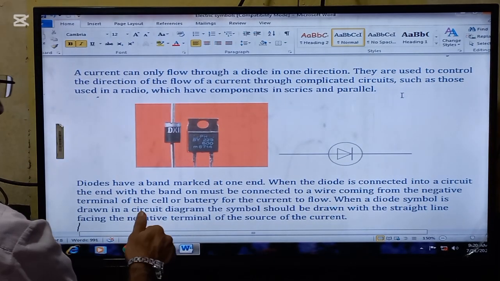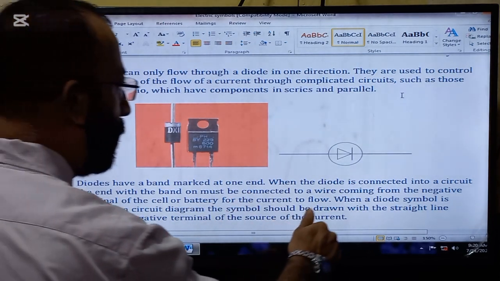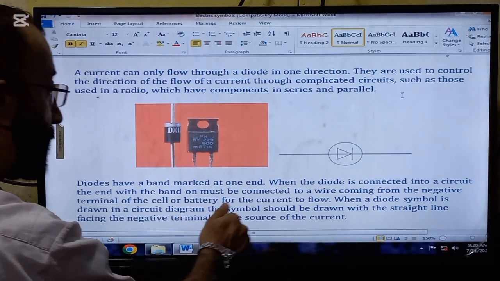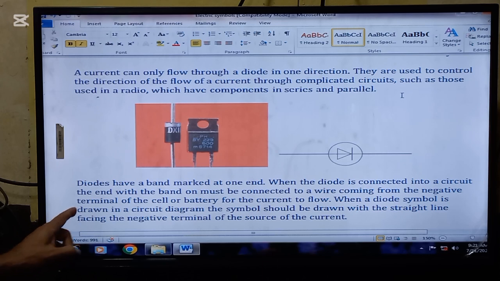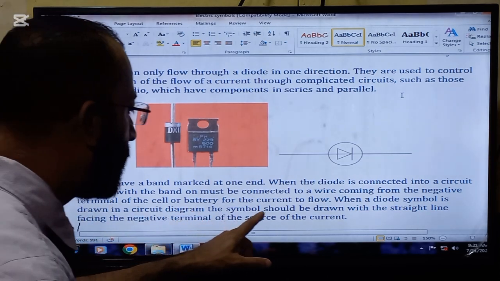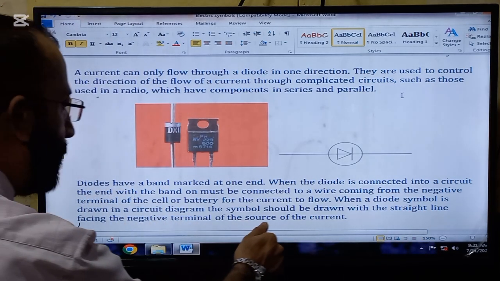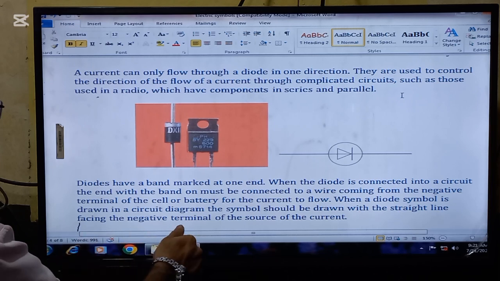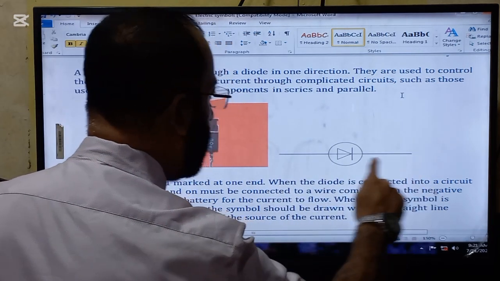Diodes have a band marked at one end. When the diode is connected into the circuit, the end with the band on must be connected to a wire coming from the negative terminal of the cell or battery for the current to flow. When a diode symbol is drawn in a circuit diagram, it should be drawn with the straight line facing the negative terminal of the source of the current. So this is the straight line.